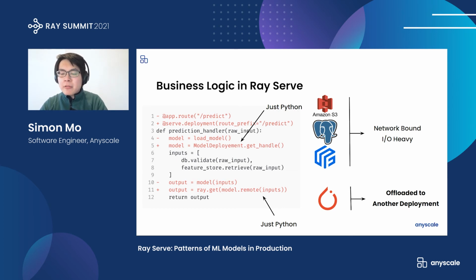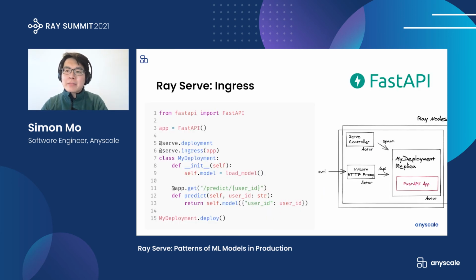Additionally, because model remote is just a function call, it's a lot easier to test as well as to debug. But why not stop there? What about more complex web features like authentication and input validation? Serve natively integrates with FastAPI, which is a type-safe and ergonomic web framework.